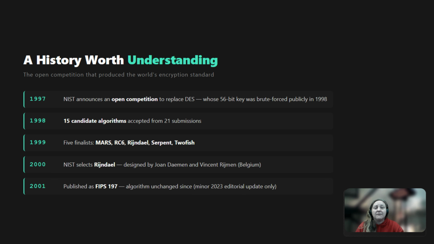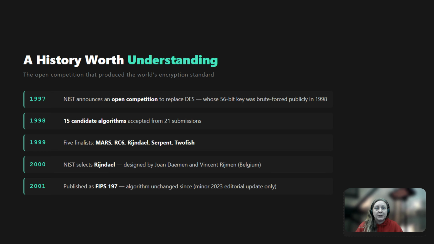In 1997, NIST, the U.S. National Institute of Standards and Technology, announced an open competition. The previous standard, DES, had a 56-bit key that was too short for modern computing. It was brute forced publicly in 1998. NIST wanted a successor that would last decades.